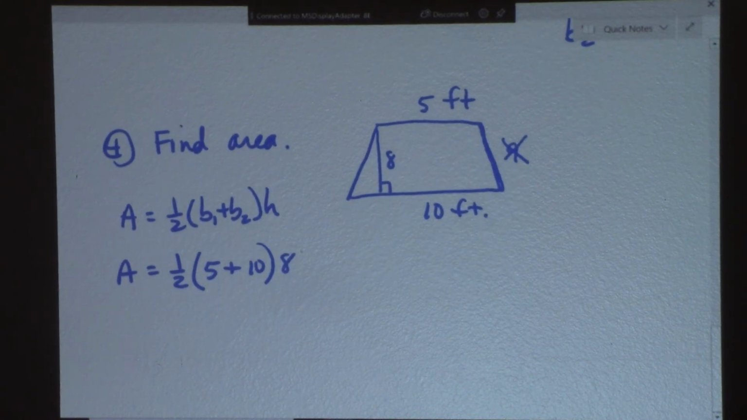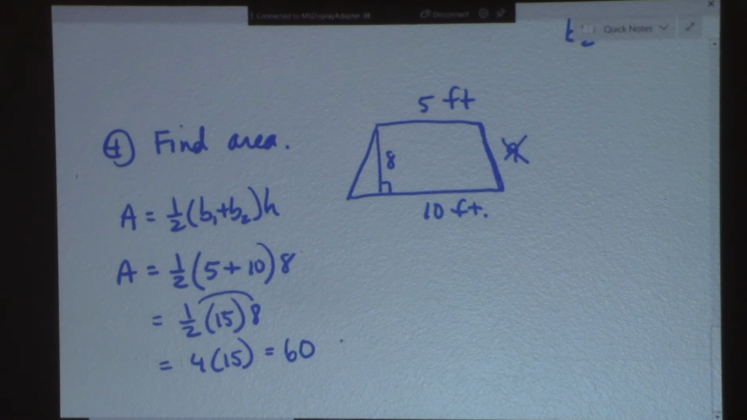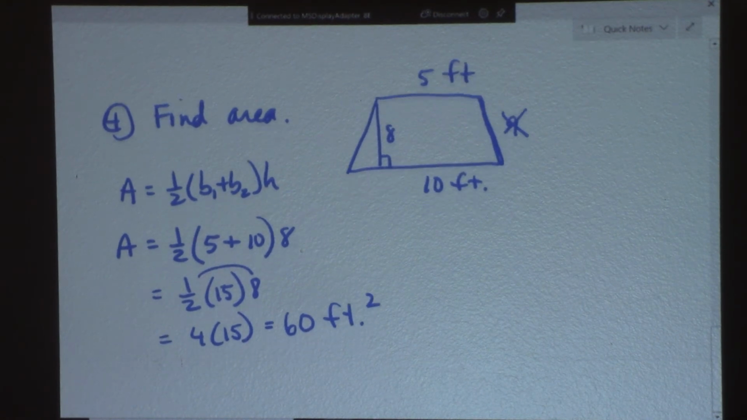Now when I work this out, it goes back to PEMDAS. So I do my parentheses first. So I've got 1/2 times 15 plus 8. I add the 5 and the 10. Okay, now I'm going to take half of 8. That's easiest because it's even. So I have 4 now, and 4 times 15 is 60. And that's going to be feet squared. All right, that's number 4.